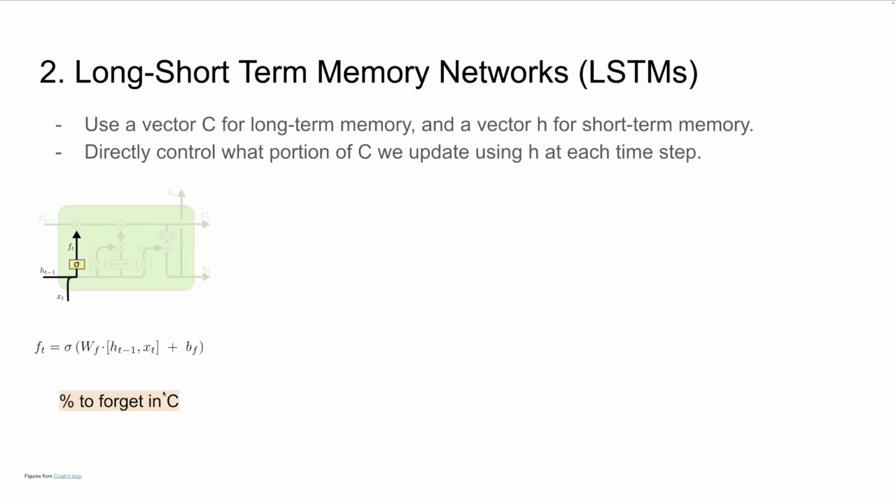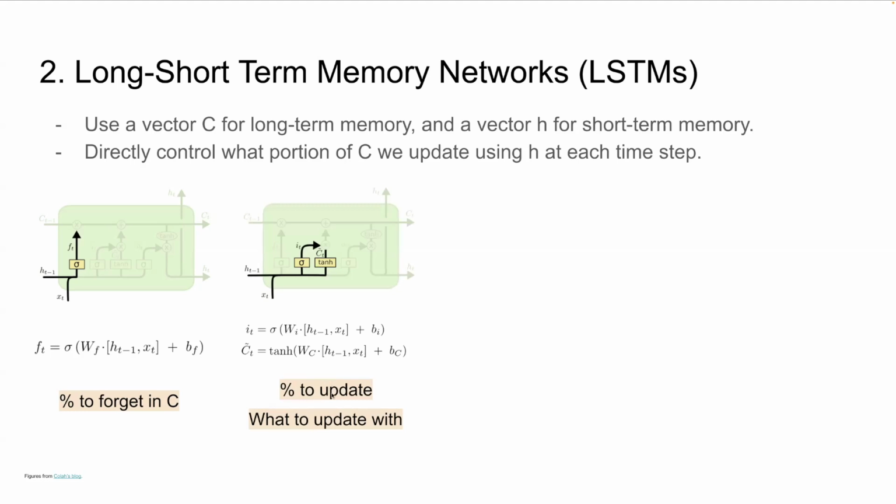So the first number that you will compute is based on this H and X. X is the input vector from this time step, and H is the short-term memory or the memory vector from the previous time step. You take those two, do a concatenation, and pass it through a linear layer to compute how much you want to forget for each of the elements in your long-term memory vector C.